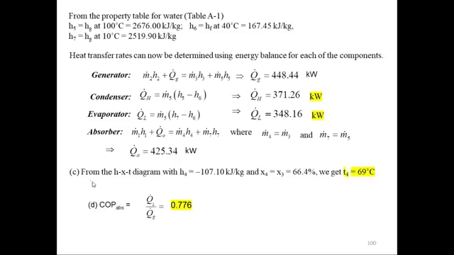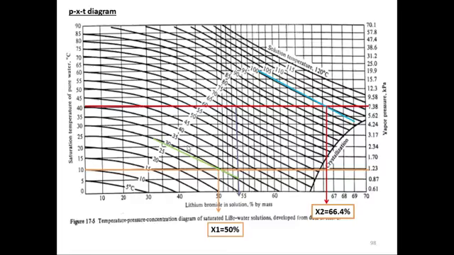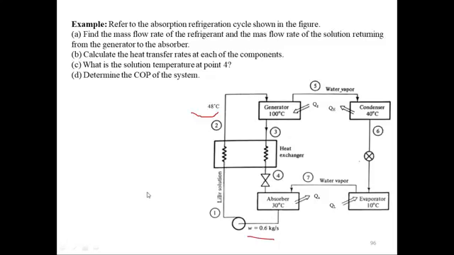Okay, now from the HXT diagram, we want to find out what is the temperature at point 4, that is the point after the generator, after the heater, for the solution coming out of the generator, this point here. We want to find out what is the temperature here. We can find that out quite easily, because we know what is the enthalpy at point 4. So once we know the enthalpy and the concentration, we can use those two pieces of information to find out what is the temperature at point 4.